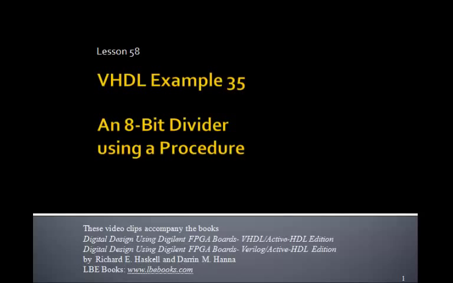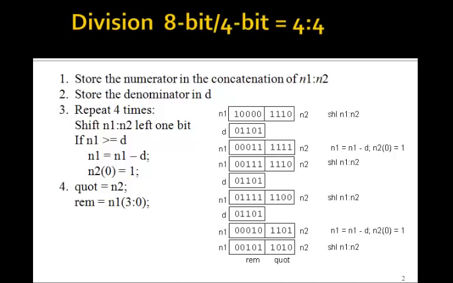This is lesson 58, BHDL example 35. And in this example, we'll design an 8-bit divider using a BHDL procedure. You remember from the last lesson that this algorithm will divide an 8-bit numerator by a 4-bit divisor to get a 4-bit quotient and a 4-bit remainder.